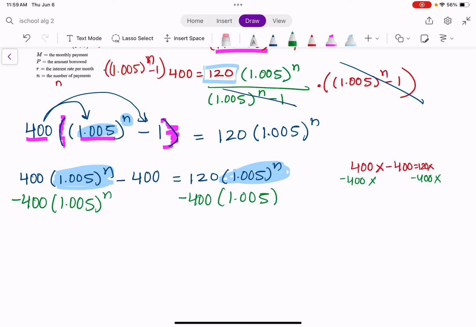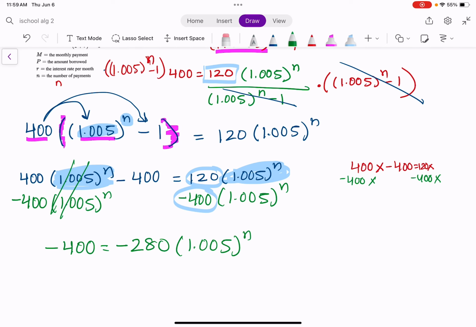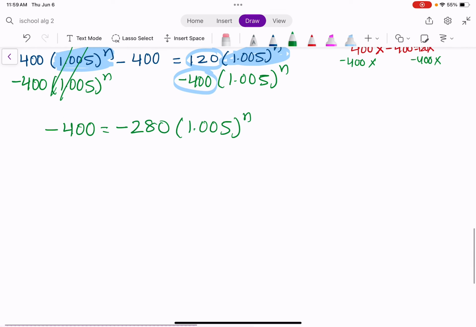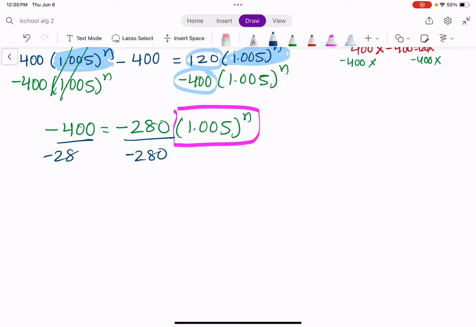And just like with like terms, these are going to cancel out. So I have negative 400. Just like with like terms, you're just going to do 120 minus 400. If you put that in your calculator, you're going to get negative 280. Now at this point, this is just a simple exponential equation. We should know how to solve this because this is the last unit. First, I want to isolate this. So I'm going to get rid of the negative 280 by dividing it on both sides.